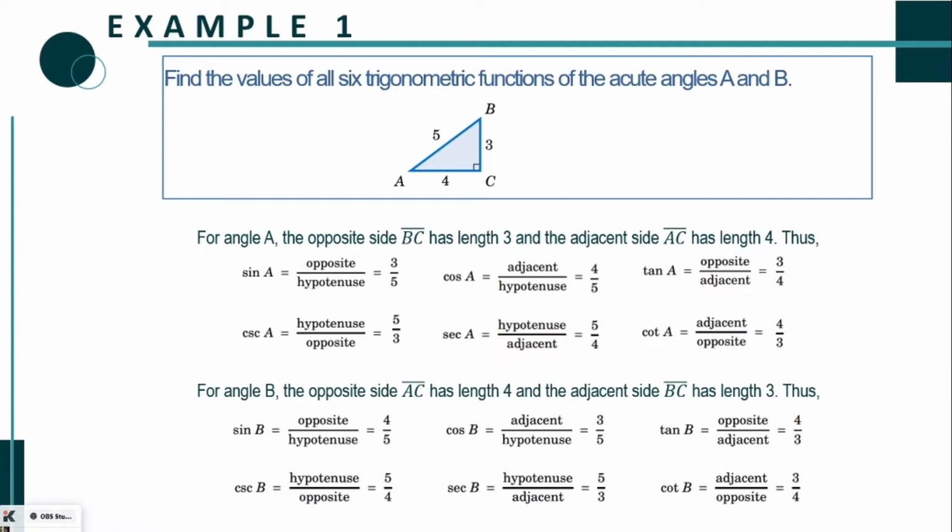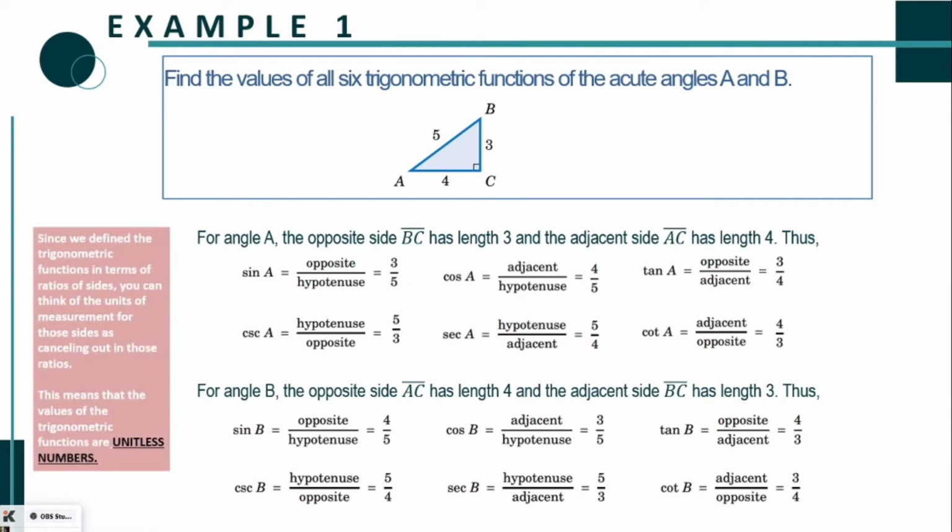B. So sine B, opposite over hypotenuse, that's 4 over 5. Cosine B, 3 over 5. Tan B, 4 over 3. Cosecant of B is 5 over 4. And then secant of B, 5 over 3. And cotangent B, 3 over 4.